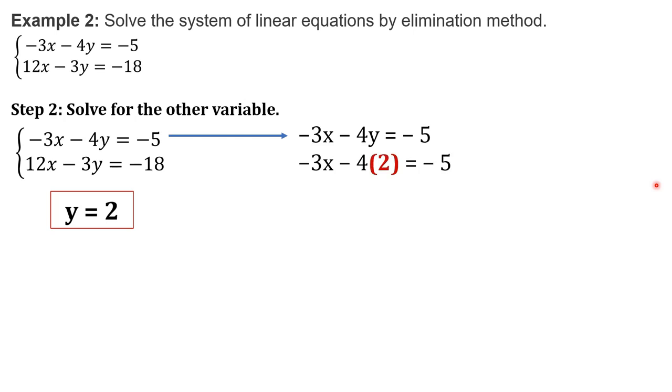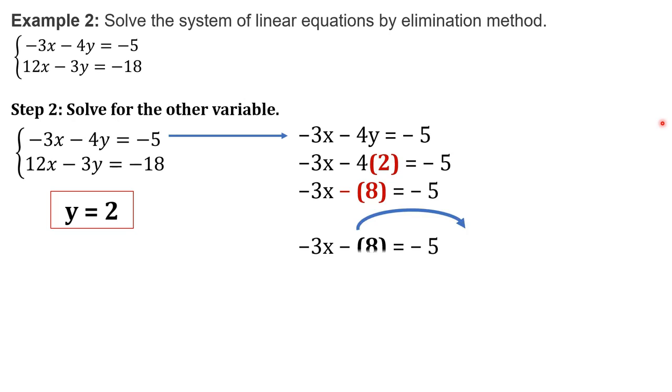So we'll have 4 times 2. Just bring down negative 3x and negative 5. Then multiply this. 4 times 2 will give us negative 8. After that, since we are now solving for x, we have to transpose negative 8 to the other side. Negative 8, when you transpose, since it's negative, it will change sign and it will become positive 8 on the other side. Combine it with negative 5. Then just bring down this negative 3x. Negative 5 plus 8 will have positive 3.